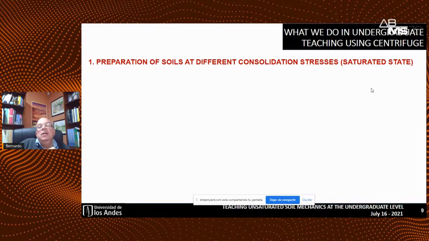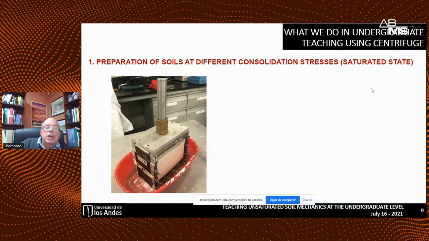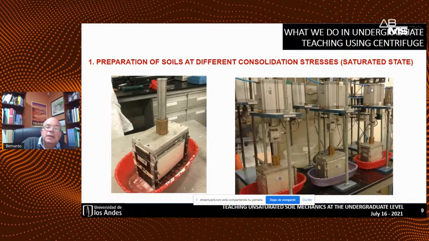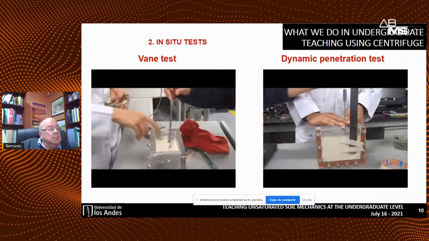For this purpose, we have a lot of boxes for the centrifuge, and also several pneumatic frames for consolidation, and those frames are automatic. You put the level of stresses you need, and the pressure increases following the Asaoka method for consolidation. And then we perform tests, boundary value tests.